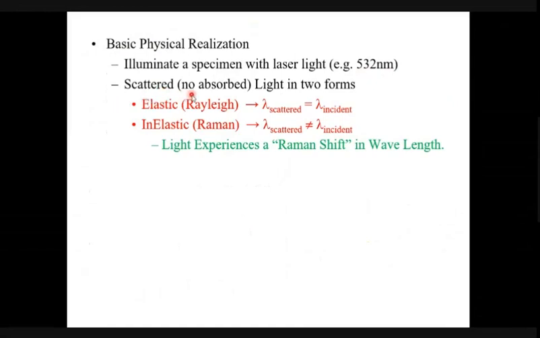We are interested in the scattered light. The light will be of two forms. I'll first tell you the right hand side, then we will go to the left hand side. So the wavelength of the scattered light will be equal to the wavelength of the incident light.